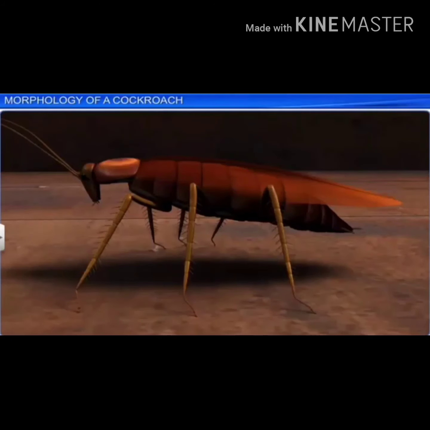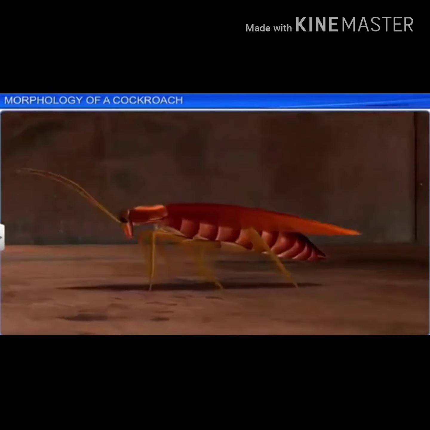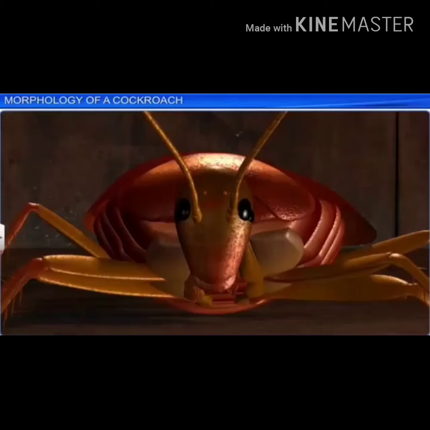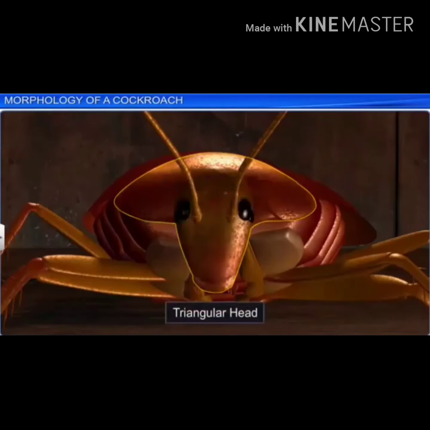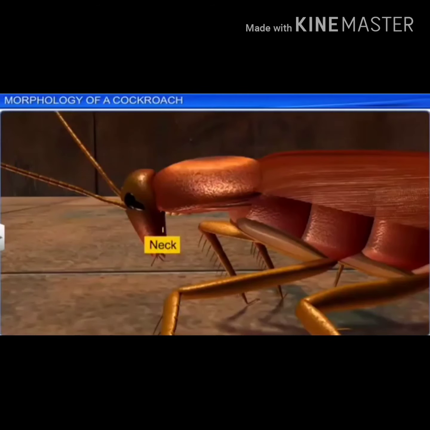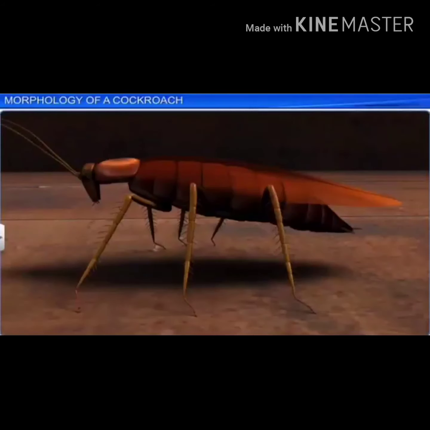The sclerites on the dorsal side are called tergites, and on the ventral side they are called sternites. The head of a cockroach is triangular and is attached to the thorax by a short, flexible neck. It is held at right angles to the long axis of the body.